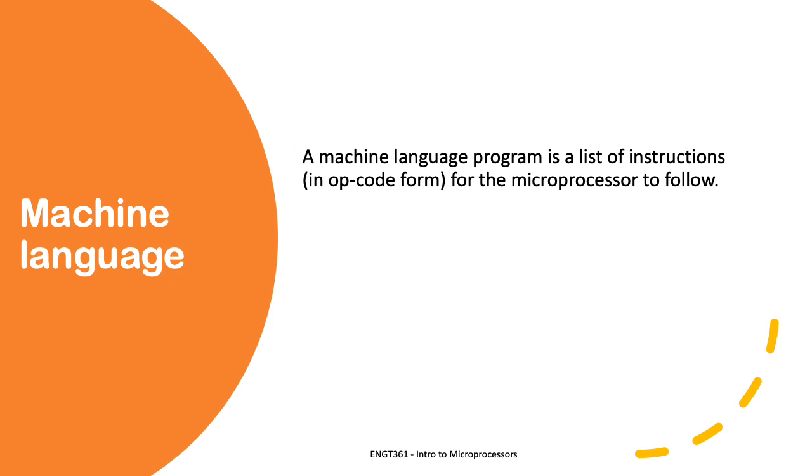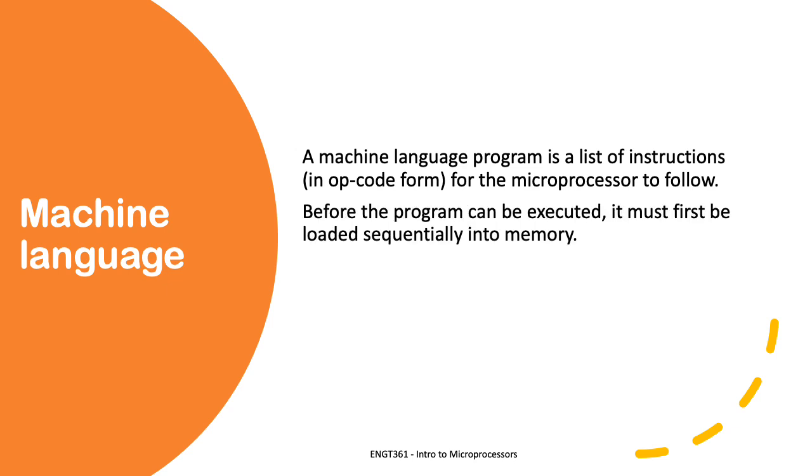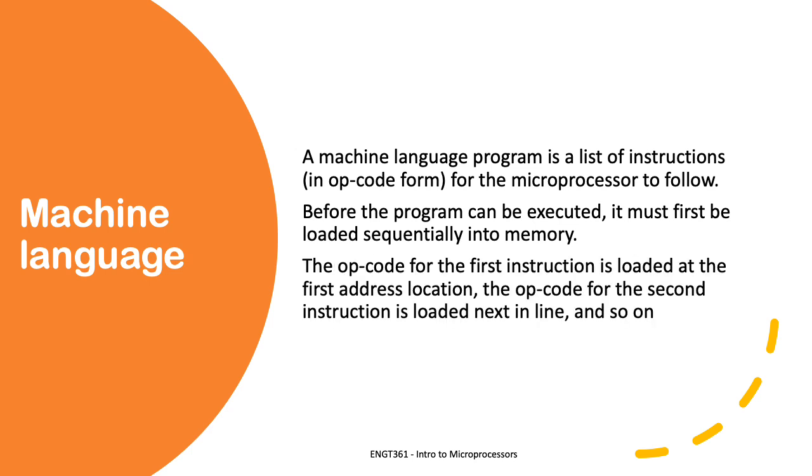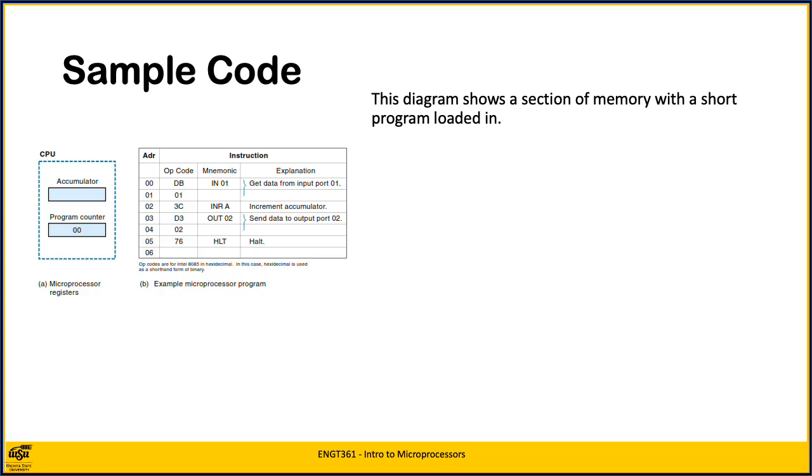A machine language program is a list of instructions in opcode form for the microprocessor to follow. Before the program can be executed, it must first be loaded sequentially into memory. The opcode for the first instruction is loaded at the first address location. The opcode for the second instruction is loaded next in line, and so on.